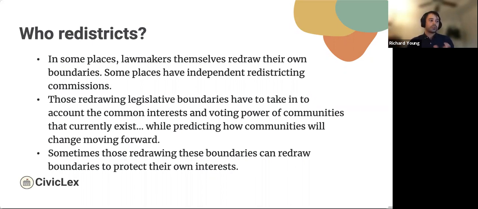Sometimes the people that are drawing boundaries can redraw boundaries to protect their own interests. And that's something that I think a lot of folks have heard at the national level. And as we'll see here in Lexington, the process is very different. But I want to provide an example of how that can function because it's a really important aspect of understanding what redistricting is.